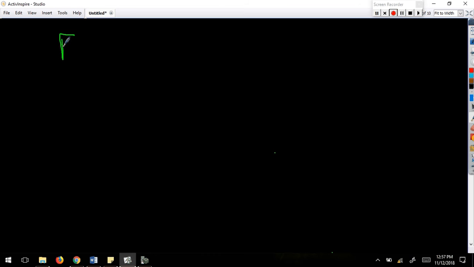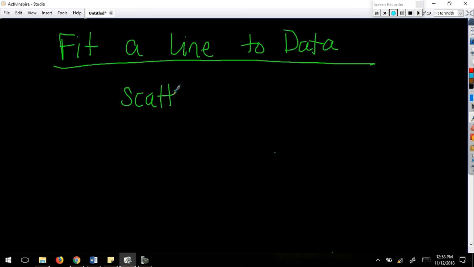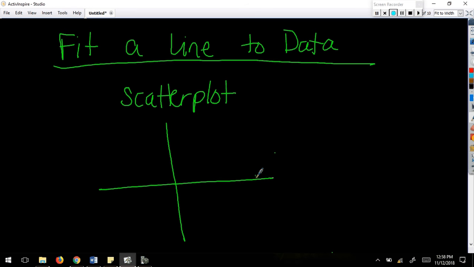Alright, so we're going to talk about fitting a line to a set of data. When we fit a line to data, we're looking at what we call a scatter plot. You may remember what a scatter plot is. A scatter plot is when we have a coordinate plane and we have graphed points on that coordinate plane, looking to see if they show any type of pattern or not.